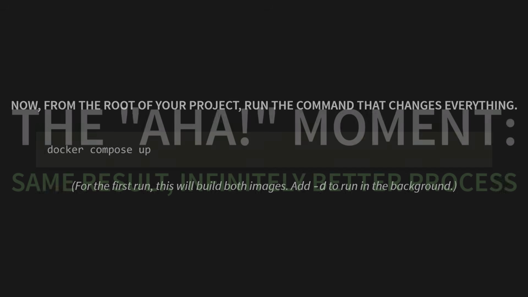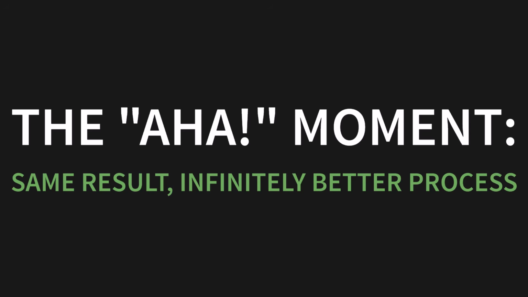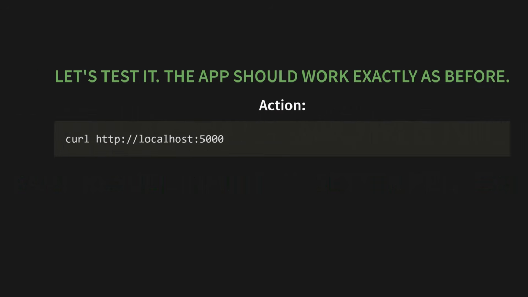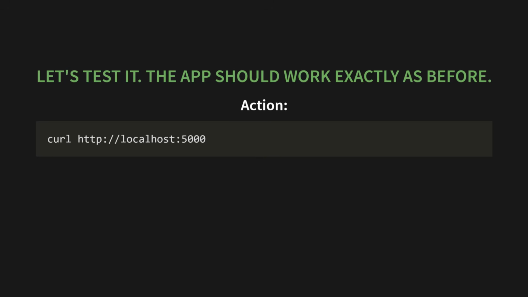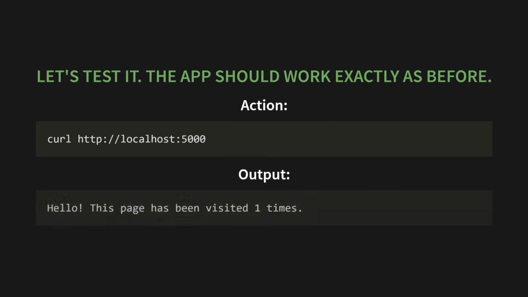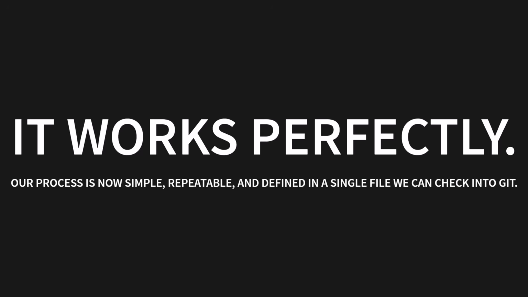And here it is, the aha moment. You get the same result, but with an infinitely better process. Let's test it. The app should work exactly as before. Let's run the action, curl http://localhost:5000. And the output: Hello. This page has been visited one time. It works perfectly. Our process is now simple, repeatable, and defined in a single file we can check right into Git.